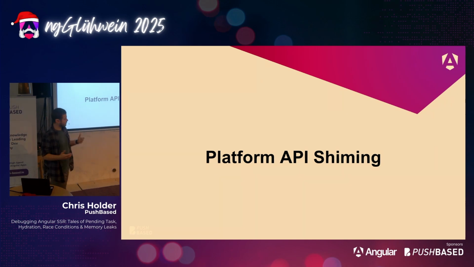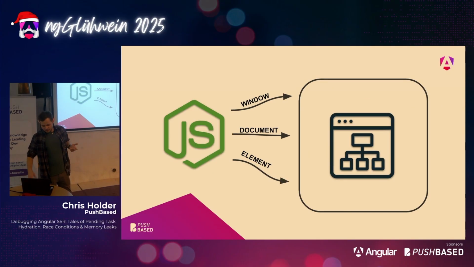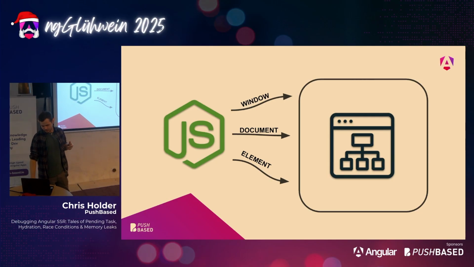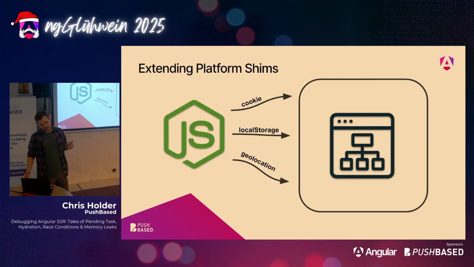And therefore, I want to introduce a little bit more of platform API shimming, because as I told you, you don't have all the APIs available. Out of the box, you'll have the default. You'll be able to get the document. From there, you can get a window and an element, and you can use it the same way that you've been using it in Angular in general. But you're not going to have everything.